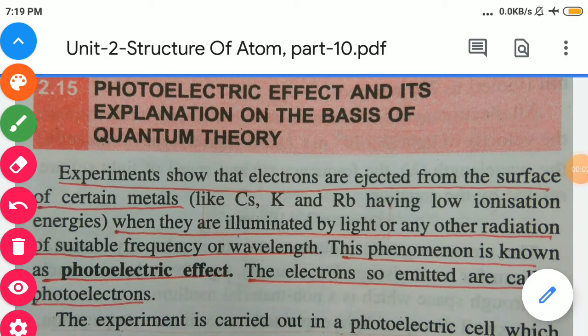Hello students, in the 10th video lecture of Unit 2, that is Structure of Atom, you will study the photoelectric effect and its explanation on the basis of quantum theory, as well as solve some numerical problems based on the photoelectric effect.